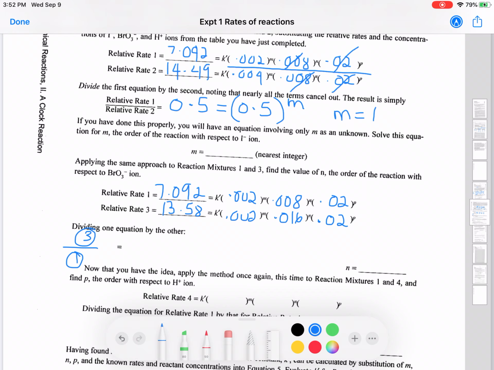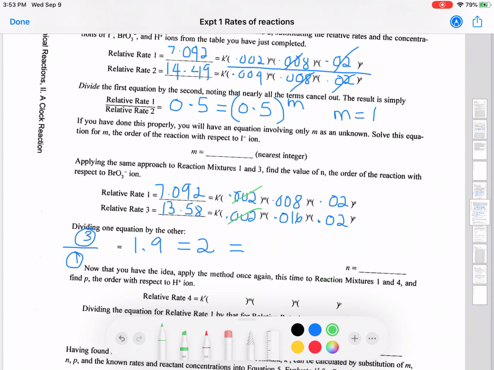So 3 over 1, 13.58 over 7.092. What is the number you're going to get? That would be 1.9. 1.9 is pretty close to, when you make it a whole number, 1.9 would be 2, right? And then you are dividing 3 over 1.